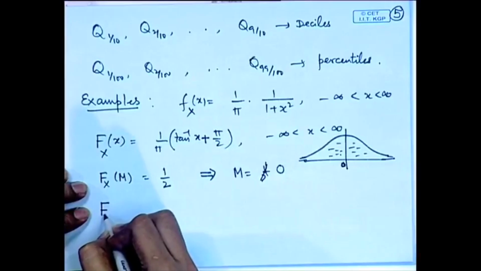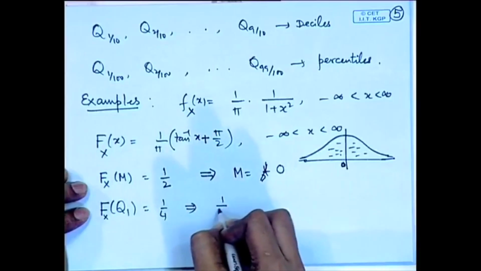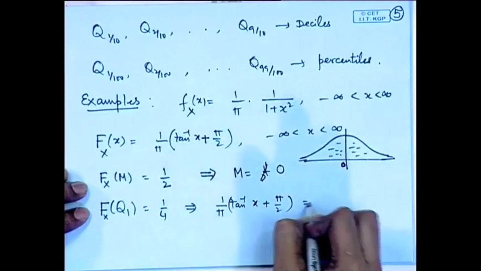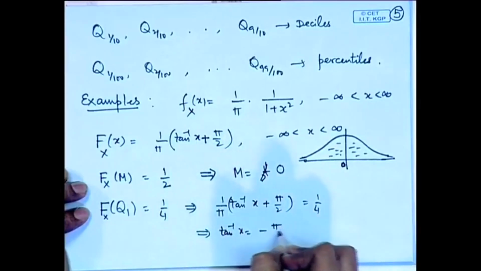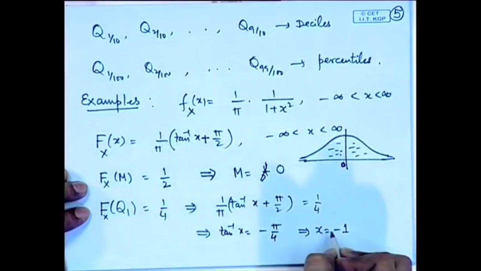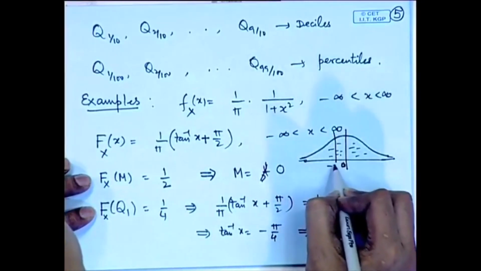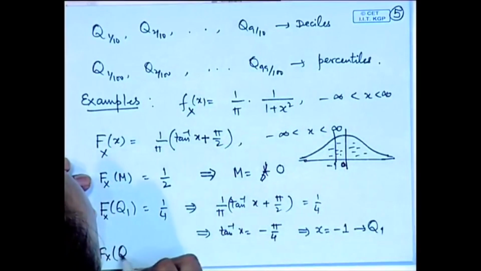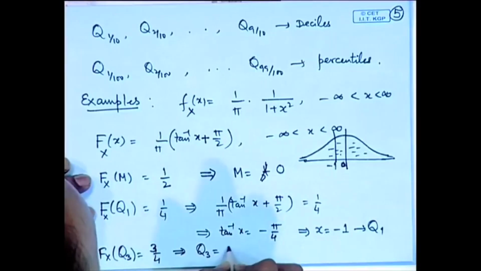Suppose we look at F(x) at Q1 equal to 1/4, then this gives (1/pi)(tan inverse x plus pi/2) is equal to 1/4. This means tan inverse x is equal to minus pi/4, that means x is equal to minus 1. So Q1, that is the first quartile in this distribution, is minus 1, the second quartile, that is the median, is 0, and in a similar way if I look at F(x) at Q3 equal to 3/4, then this will give me Q3 is equal to plus 1.